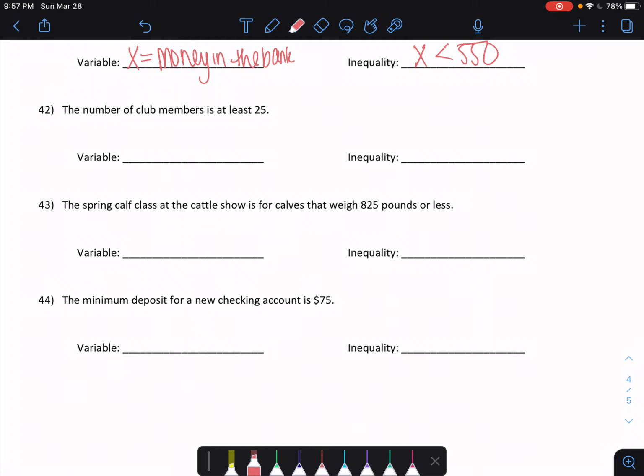The number of club members is at least 25. So I'm going to say that X is club members. So X is greater than or equal to 25. If I have at least 25 people, that is the minimum amount. So I can have 25, but I probably have more.